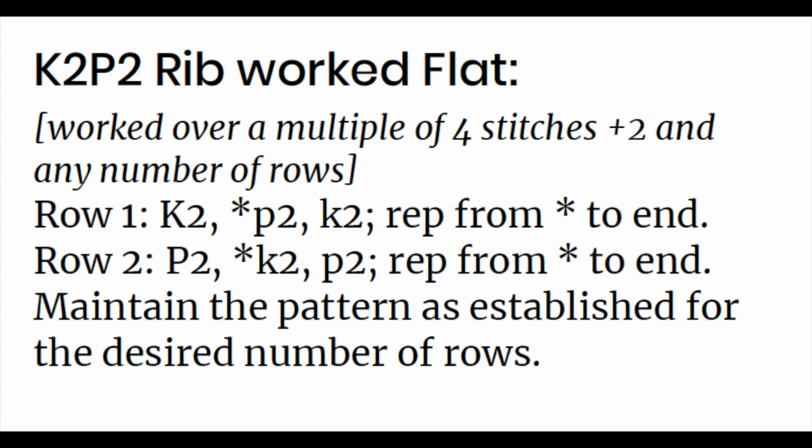Now we're really working into that multiples. We have a multiple of 4 stitches here. That means you need to have 4 stitches or 8 stitches or 16 stitches, something that can be divided by 4. And then we have a plus 2. That's added to balance our pattern. If we start with 2 knits, we want to end with 2 knits. Otherwise, our pattern won't be balanced.